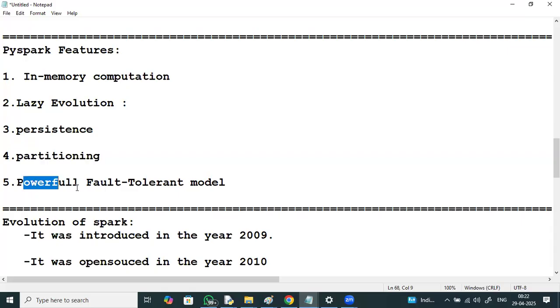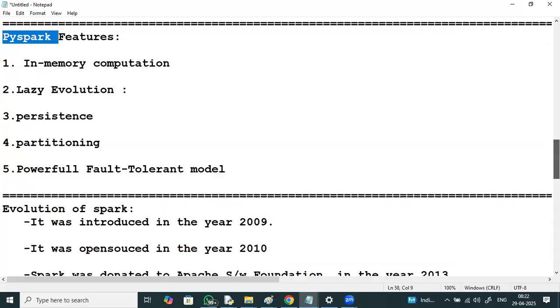Spark has a powerful fault tolerant model. Your data is running on multiple systems, which are machines, so there is a chance of any machine going down. Then the particular data partition stored on that machine will be lost. Spark has the capability of regaining the lost partition, which I'll discuss later in brief.